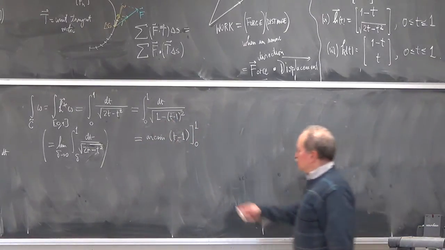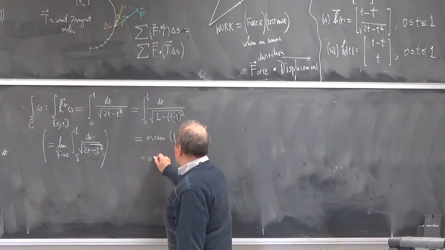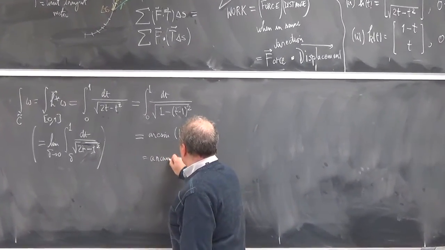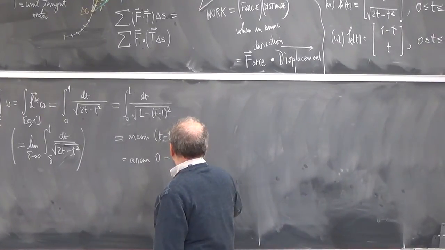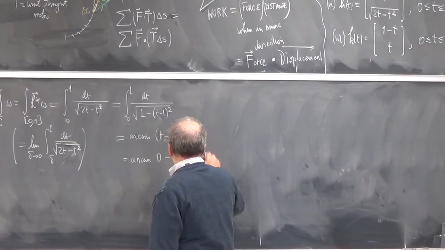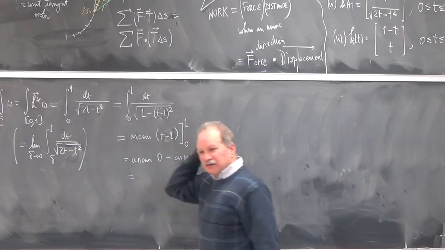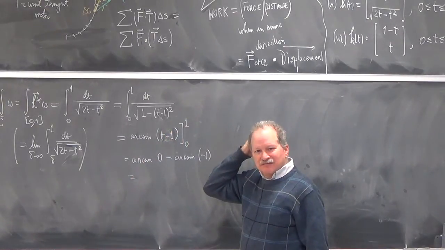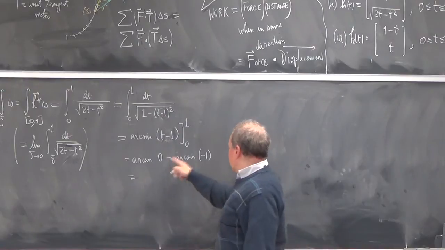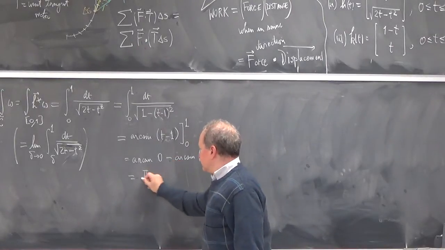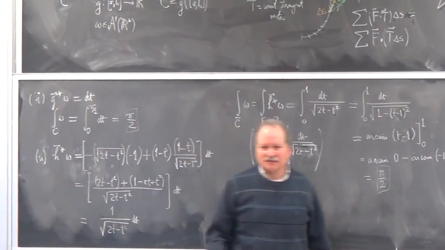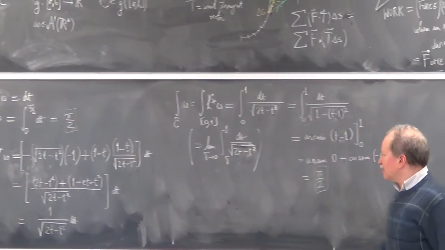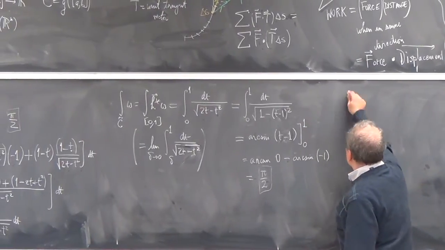Okay, so what do we do? We get arc sine of 0 minus arc sine of, what's the arc sine of negative 1? Negative pi halves. So I get negative negative pi over 2. Well, that's a neat coincidence. All right, moving right along.